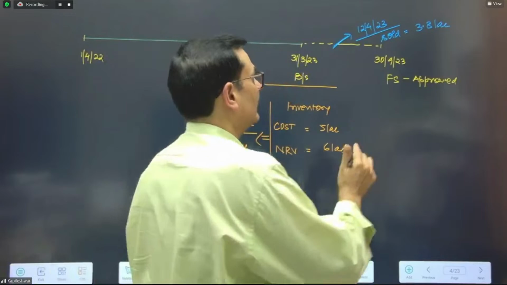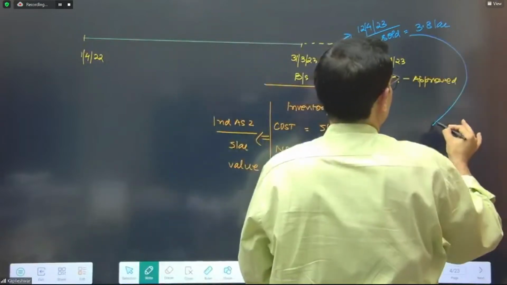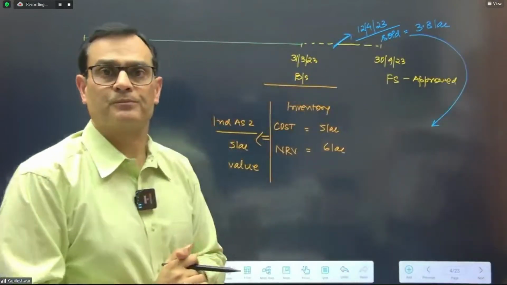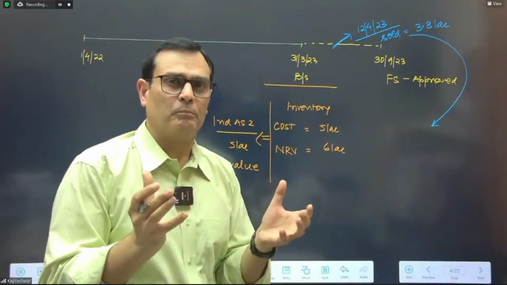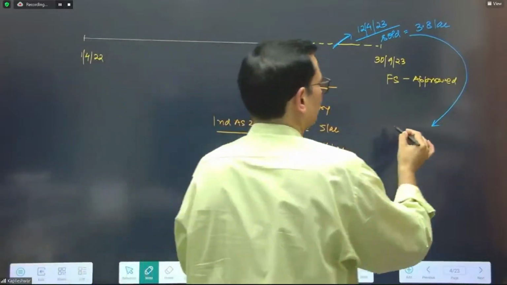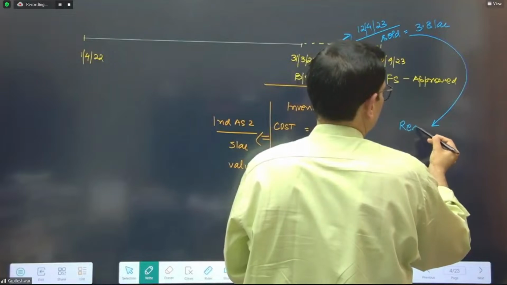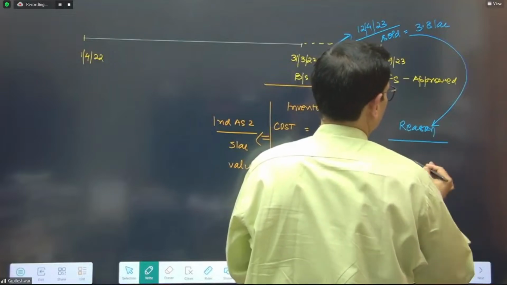The company identified what is the reason for the sale at a loss. Why did the inventory sell below the cost price? And they identified that the reason for this is that there is a manufacturing defect.